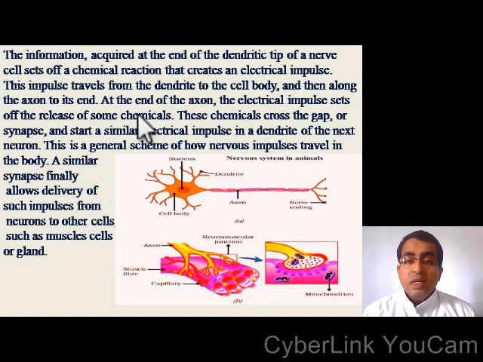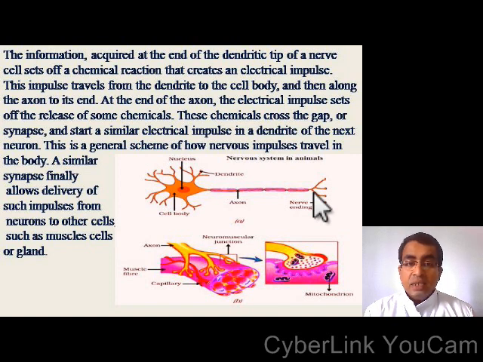The information acquired at the end of the dendritic tip of a nerve cell sets off a chemical reaction that creates an electrical impulse. This impulse travels from the dendrite to the cell body and then along the axon to its end.